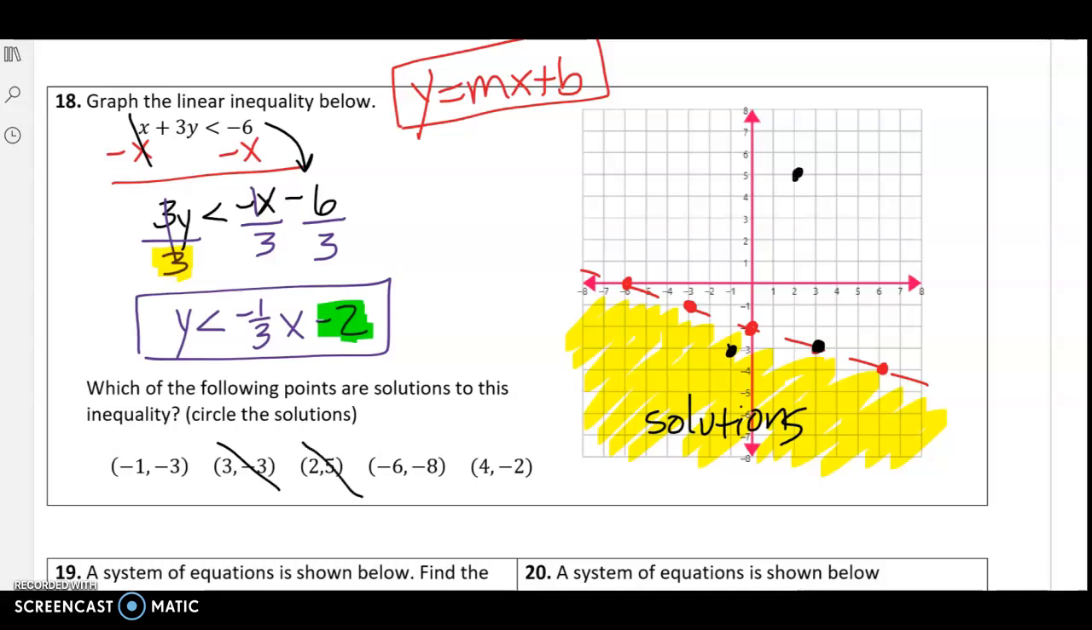-6, -8 is way down here. It is a solution. It's in the shaded area. And 4, -2 is here. It is not. So these two are the only ones that are solutions. Okay, remember, it has to be in the shaded area or on a solid line to be a solution. So this one here that's on the dashed line is not.